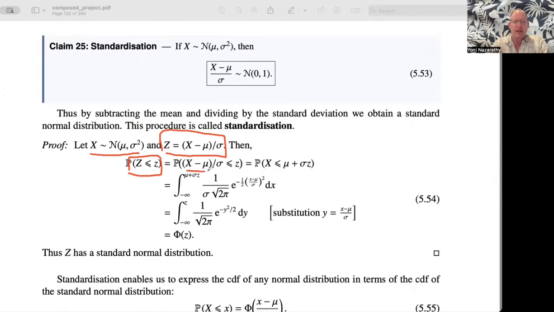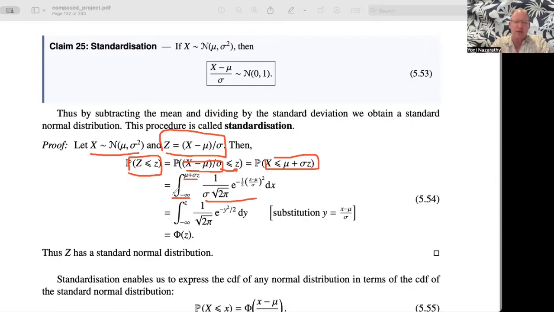Well, that's the probability that (X minus mu) over sigma is less than or equal to z, and you can multiply by sigma. Sigma is non-negative, so it doesn't change the inequality. And then you can add mu. So that's this probability of X, and that is then the CDF of the normal with mean mu and variance sigma squared up to the point mu plus sigma z.